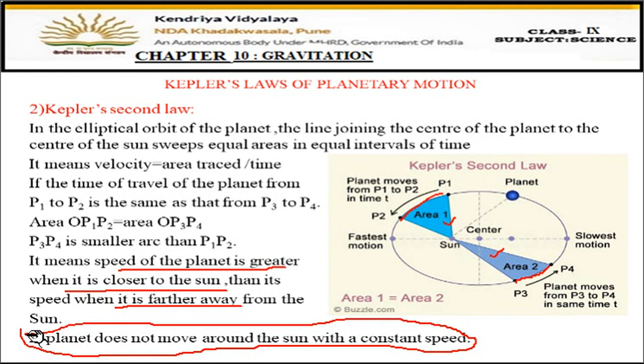When it is close to the sun, it will move faster. When it is away from the sun, it will move slowly. So the planet does not move with a constant speed. So this law was given by Kepler, right?